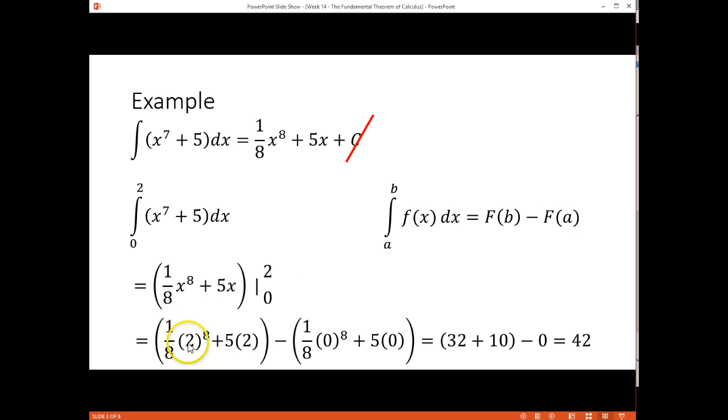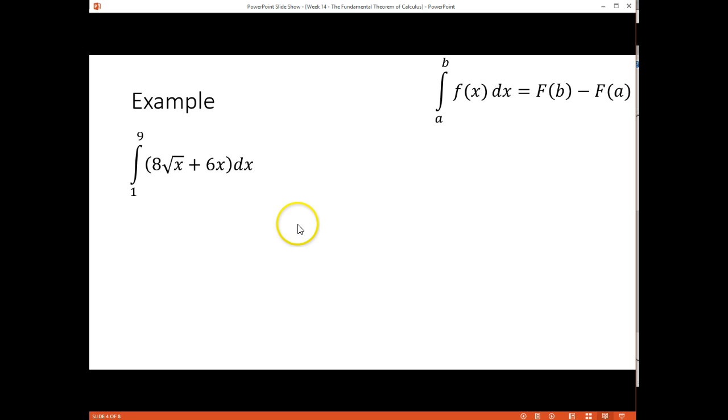So I'm going to take this function and plug in 2 into this 1/8 x to the 8th, so it's 1/8 times 2 to the 8th, plus 5 times 2. 1/8 times 2 to the 8th is just 32. 5 times 2 is 10. And then I'm going to subtract it from the same function evaluated at 0. Notice these 2 sets of parentheses are pretty much the same thing. All I'm doing is plugging in the upper bound in the first one and the lower bound in the second one, and then I'm going to evaluate: 32 plus 10 minus 0 is simply 42.